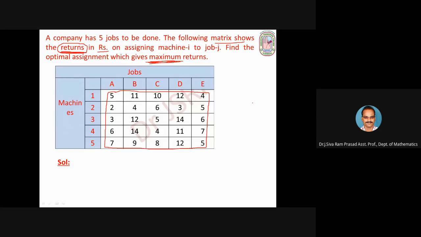Write the solution. First, verify whether it is balanced or unbalanced. The number of rows is 5, number of columns also 5. So 5 rows, 5 columns. So the problem is balanced.